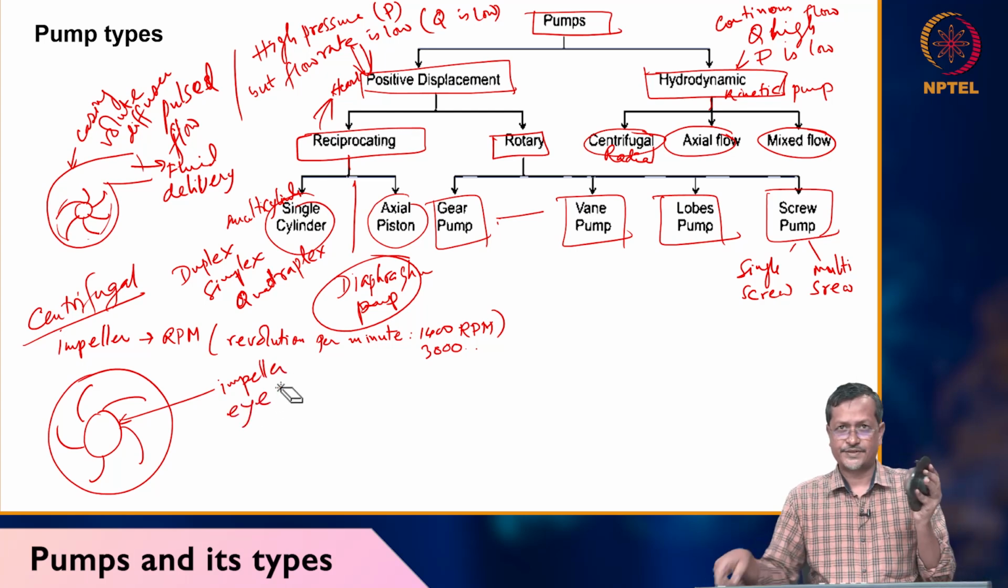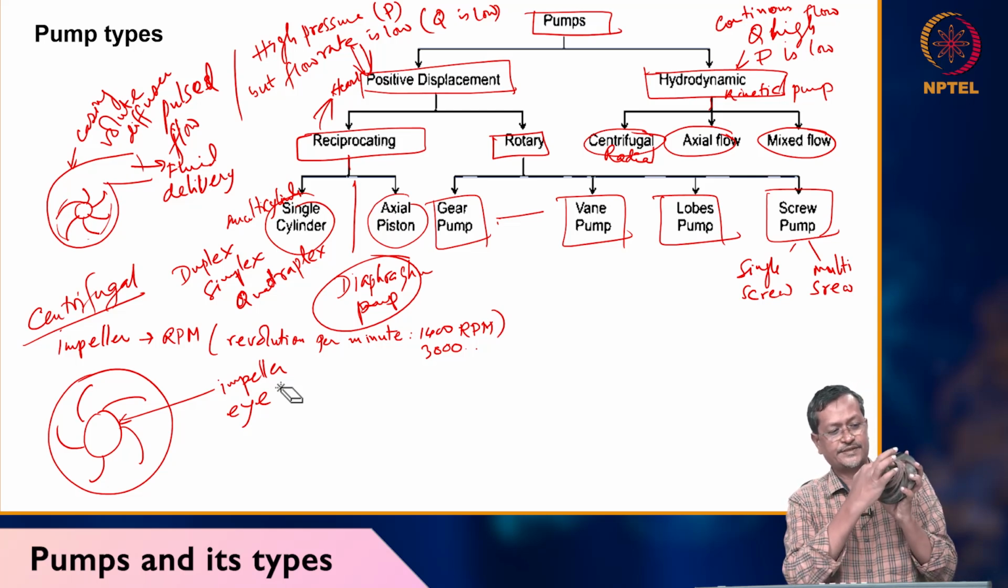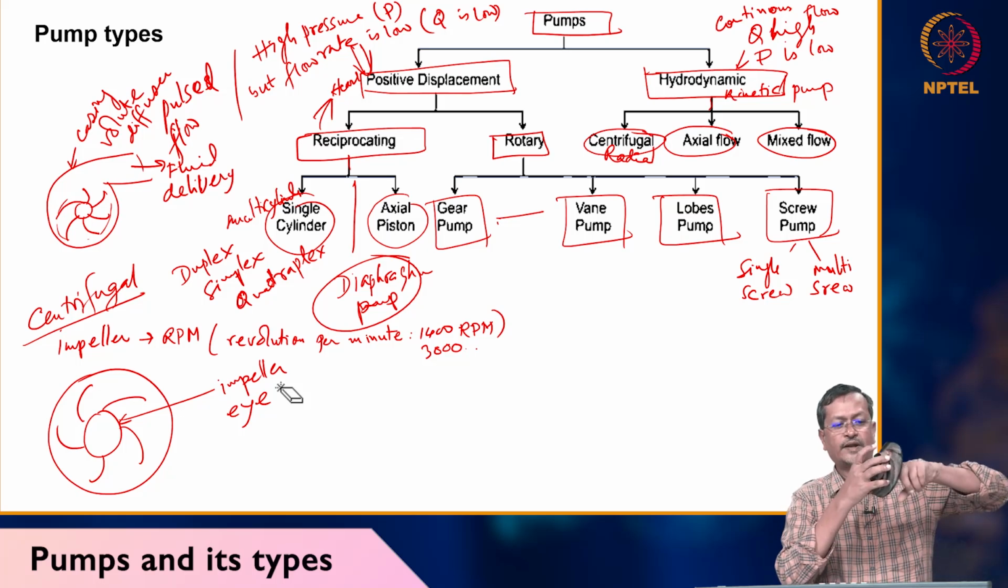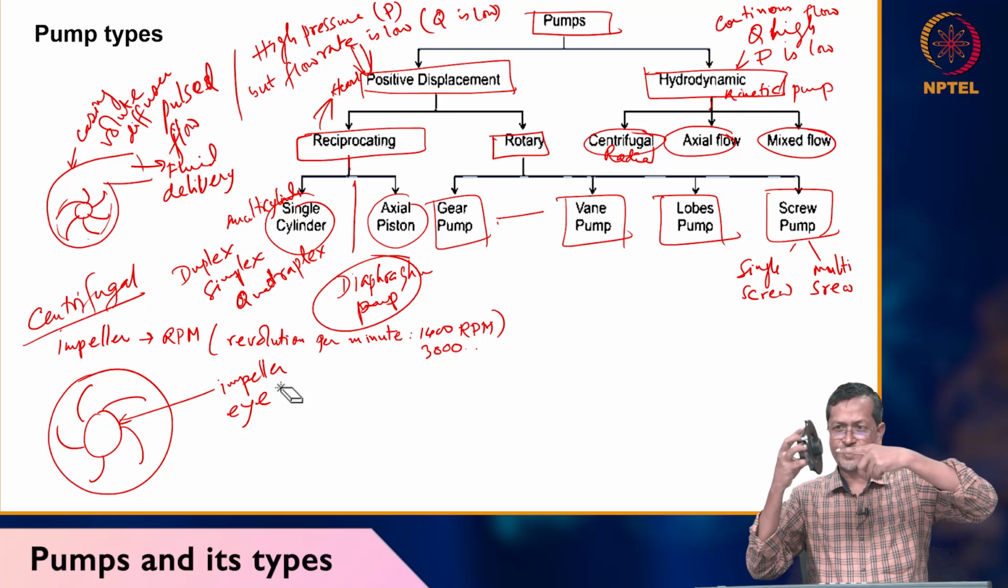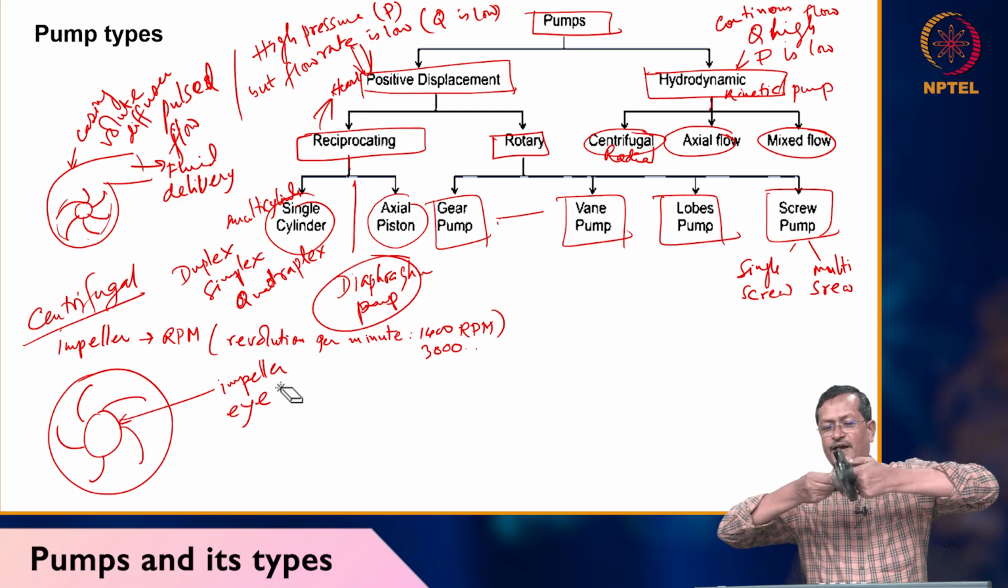Okay, you can see the picture I have drawn of the actual impeller. You can see this area is called the impeller eye. Fluid will be entering through the eye, and this hole is for the shaft. My finger is working as the shaft. When the shaft is rotating, the motor will be there.